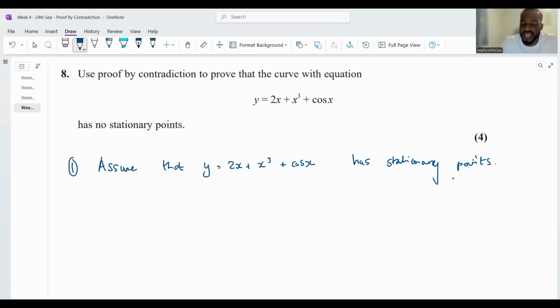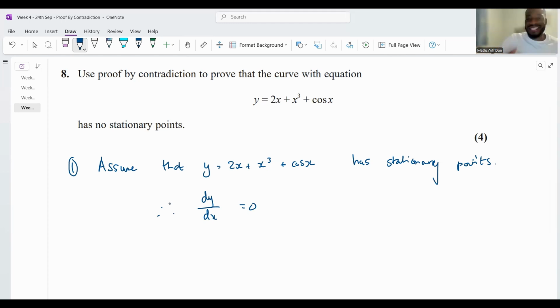Now, stationary points, guys, what does that mean? What does that mean when you see stationary points? Fantastic, Sophie. Fantastic, Raheem. It just means that dy/dx is equal to zero. So essentially, when you're doing these types of questions, because it's a proof by contradiction question, maybe I get dy/dx set equal to zero.